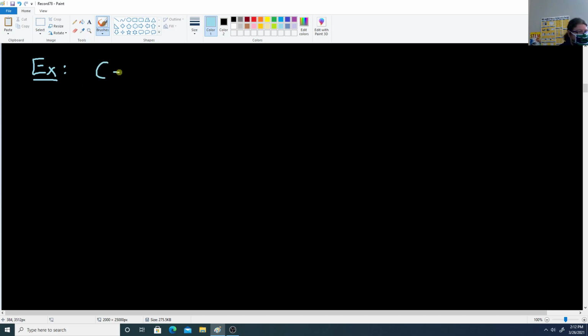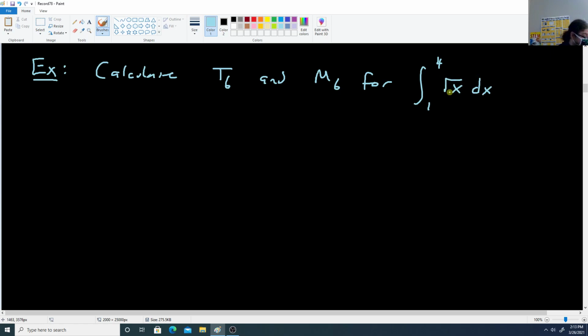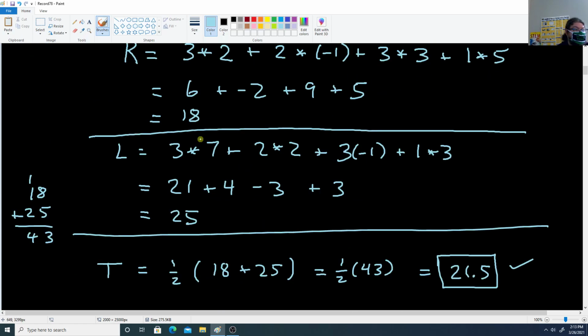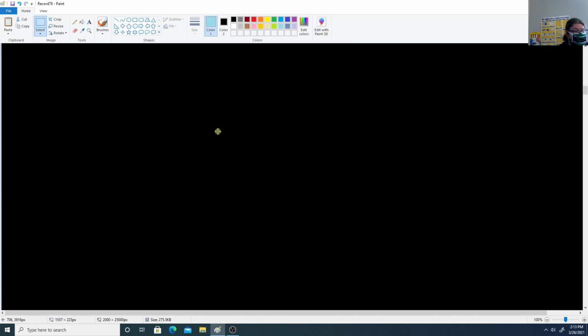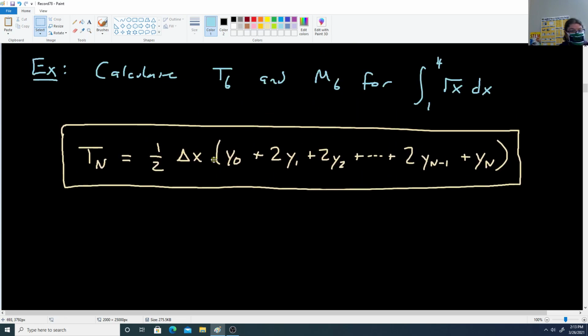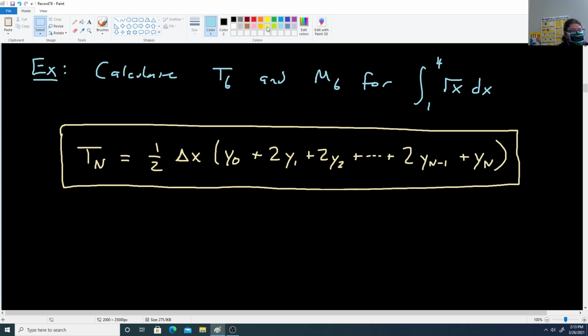So we want to calculate T6 and M6 for the integral from 1 up to 4 of square root of x dx. So let's go up here and get our trapezoid rule so we can see exactly what we're doing and what plugs in where. So let's do the T6 first. T6 wants us to figure out the trapezoid rule.